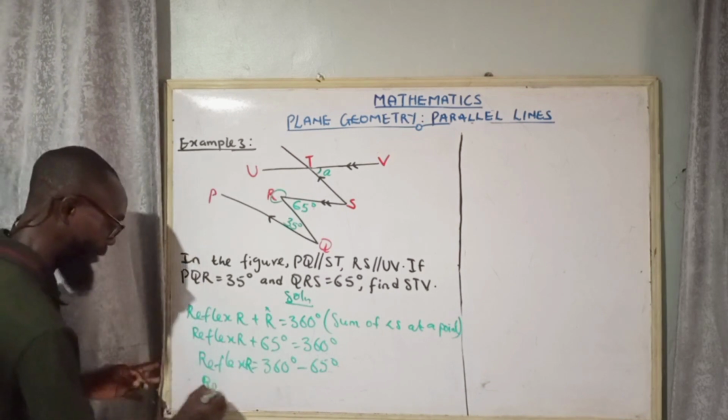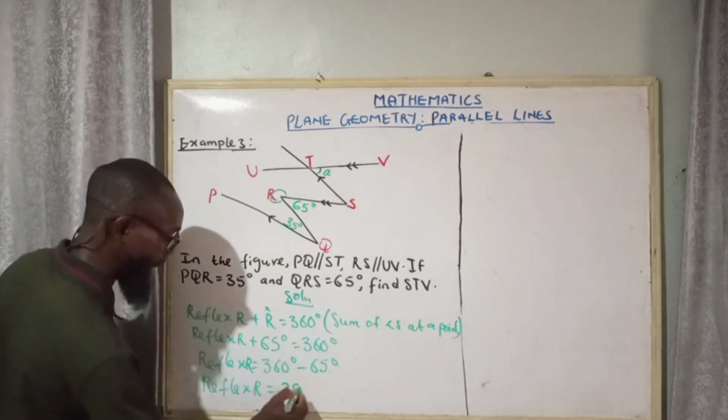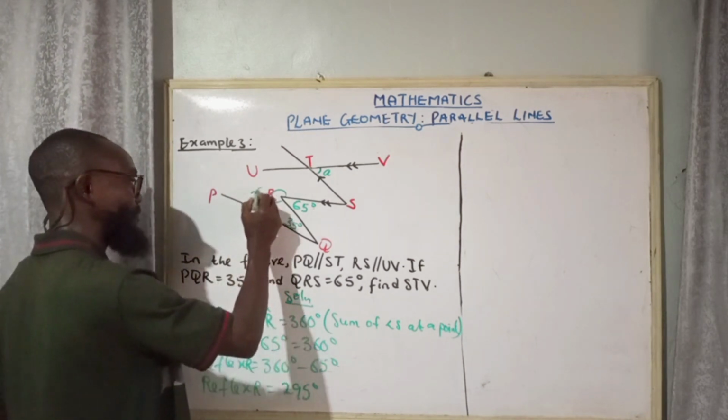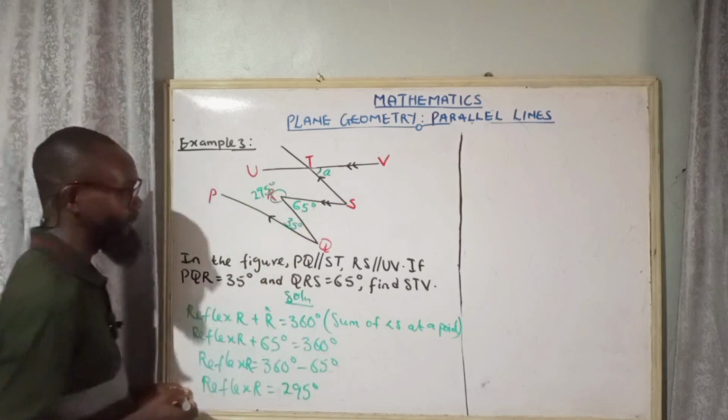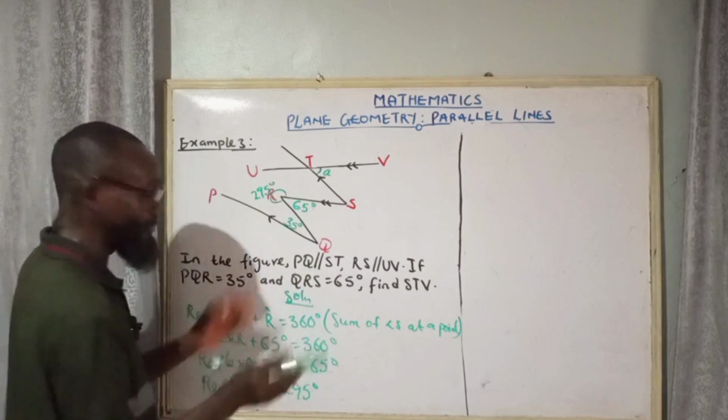So reflex R equals 295 degrees. So I've gotten this angle here to be 295 degrees. Now, say I have this angle here, this angle here, this angle here, and we have two parallel lines here.